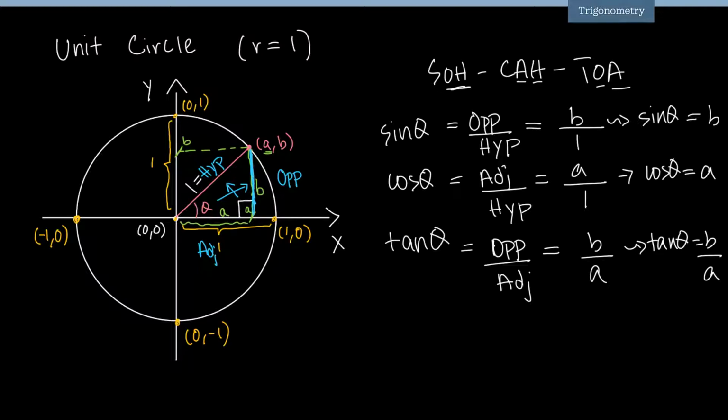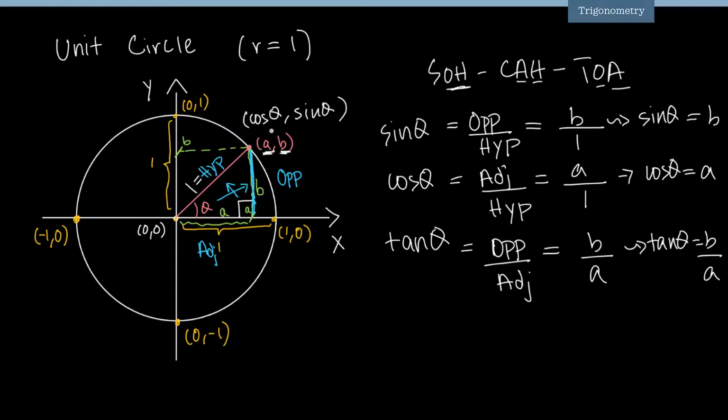So what I get from all of this is that this point of intersection A, B, this point A over here, is equal to cosine theta. So in place of A, I can write cosine theta. And B is sine theta. So in place of B, I can write sine theta. So I have written A and B in terms of theta.